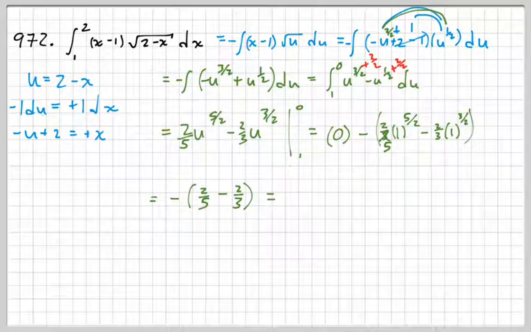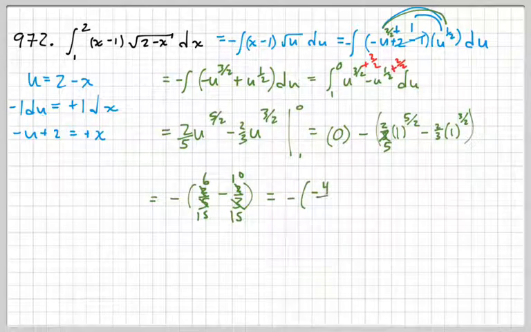All right. Let's make common denominators. We have 15 right here. And this will be, I had to multiply by 5, so that's 10. This will be 15. I had to multiply by 3, so this will be 6. What is 6 minus 10 going to be? Negative 4 over 15. So my answer is going to be positive 4 over 15. That's your answer.